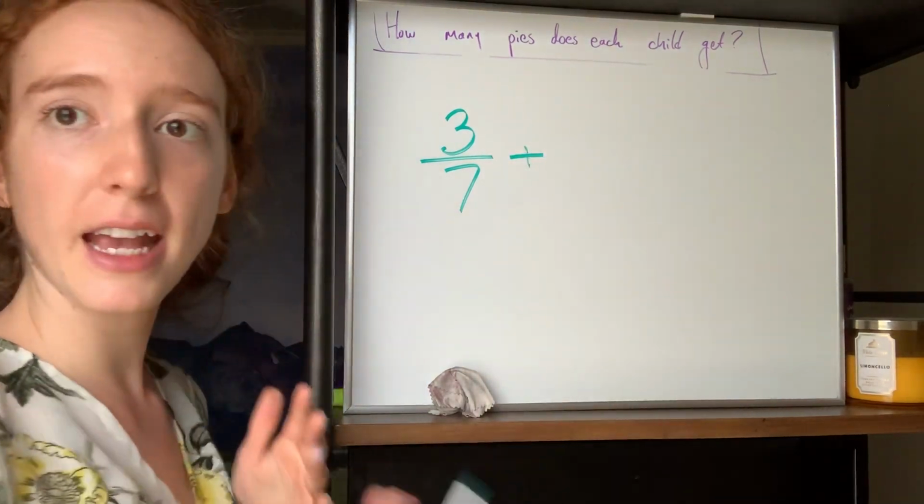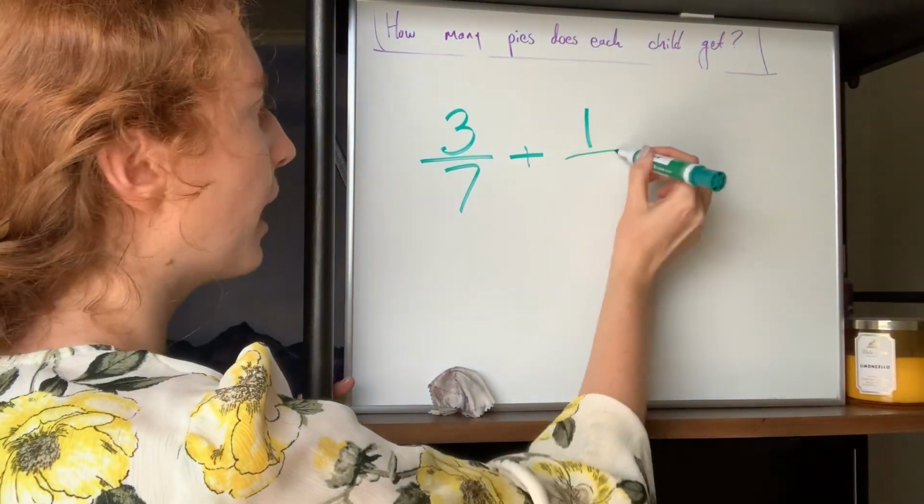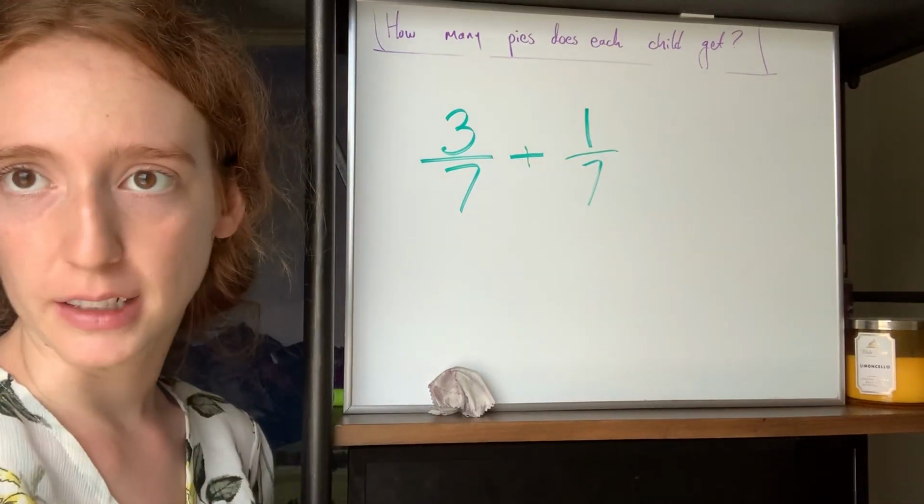And then I'm also going to say, hey, come over to the next door classroom or whatever we're in, and we're also going to give you another 1 pie for every 7 children. Now how much pie does each child get?